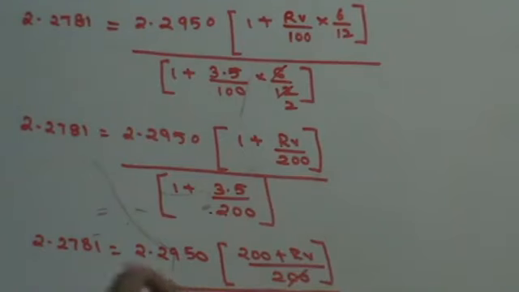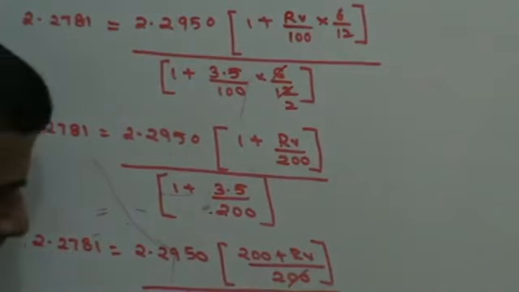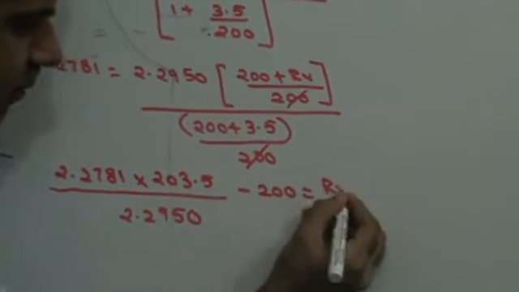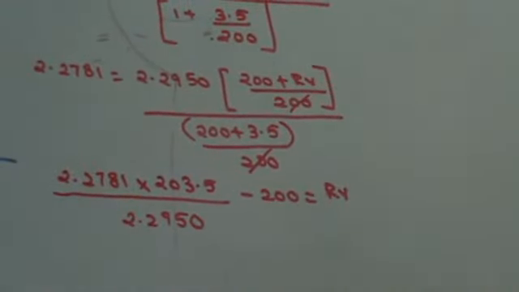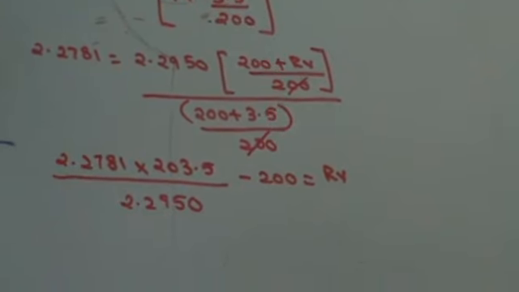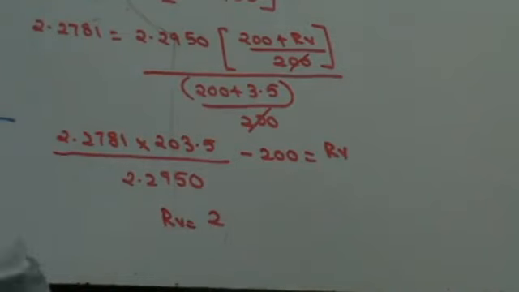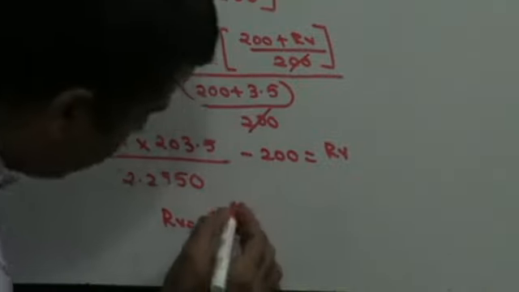200 in the denominator here and here gets cancelled. So now cross multiply, this will be 2.2781 into 200 plus 3.5, 203.5, divided by 2.2950, minus 200 will give you RV. So my rate of interest in variable currency, RV, is going to be 2. So my deposit rate in variable currency, that is Australian dollars, is going to be 2% per annum.